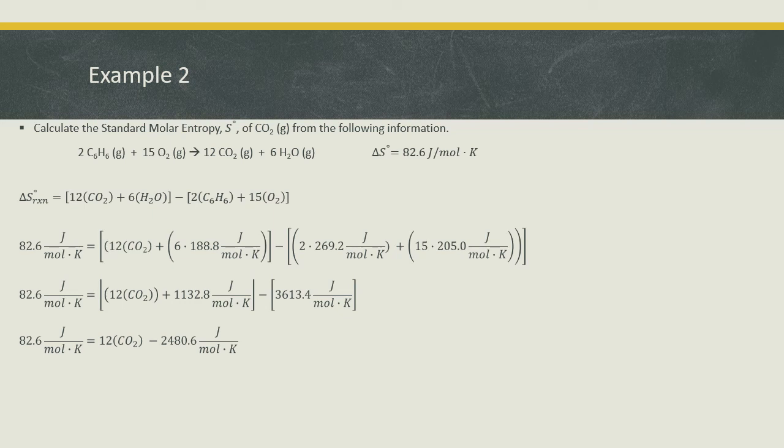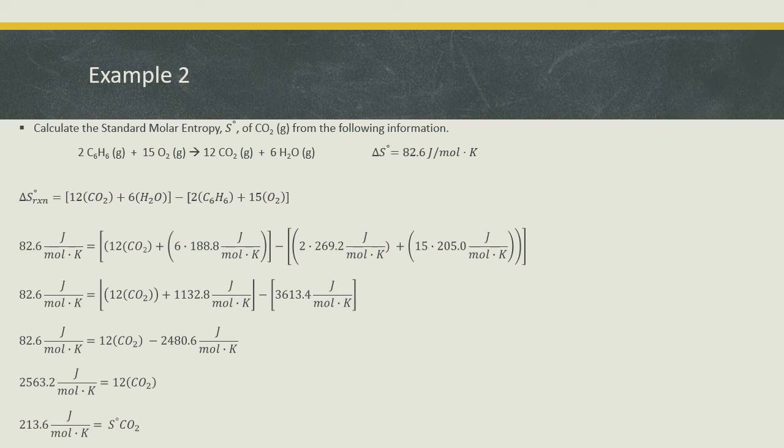So now we can start dealing with the left side of our equation too. To simplify this, the next step would be to add the 2480.6 to the other side of the equation. And we get 2563.2. We get a positive value there, joules per mole Kelvin, and that's equal to our 12 carbon dioxide. Now we want to get rid of that 12, so we're going to divide both sides by 12, and we get 213.6 equal to our entropy for carbon dioxide.